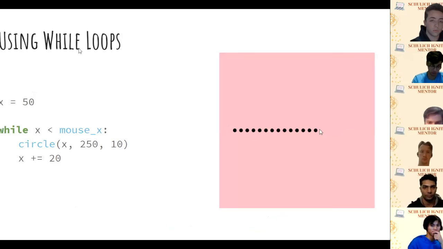Let's get into more about how we can use while loops. Suppose we have the value x equals 50. While x is less than mouse_x, so while 50 is less than mouse_x, there would be a circle at x, 250, 10. Then x += 20. As you can see, this is the output that's showing on the right side of the screen.